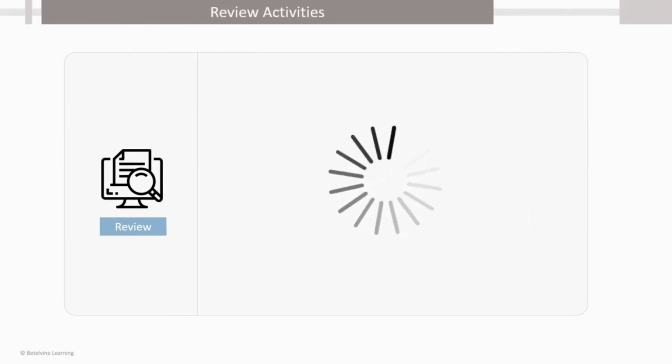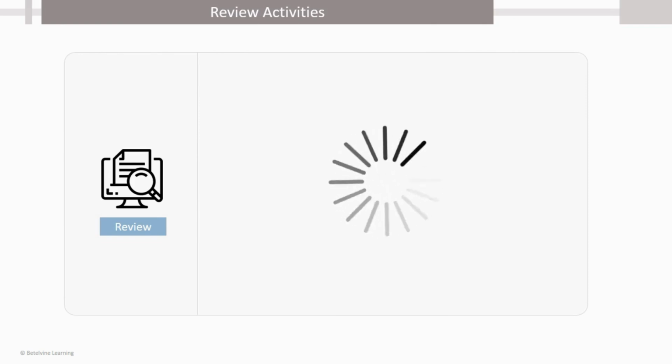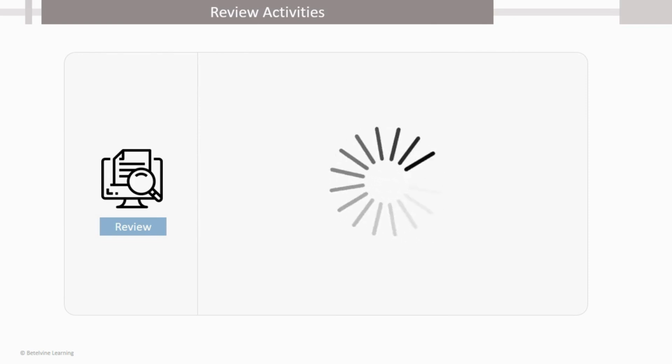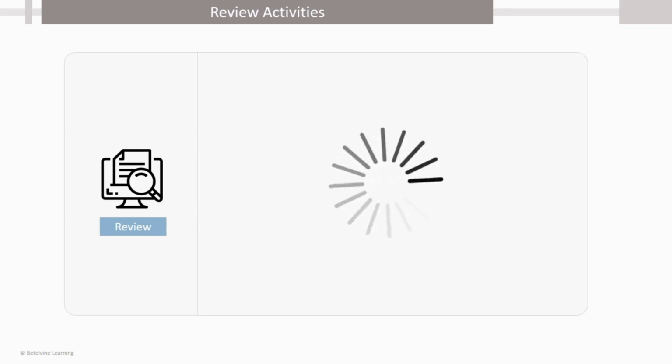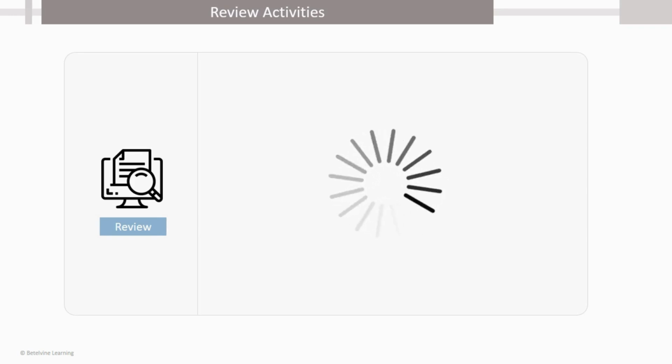Now let's do an activity to review the concepts learned so far. Two examples are presented to you, each followed by a question that you need to analyze. You can check your understanding after you have finished the analysis.